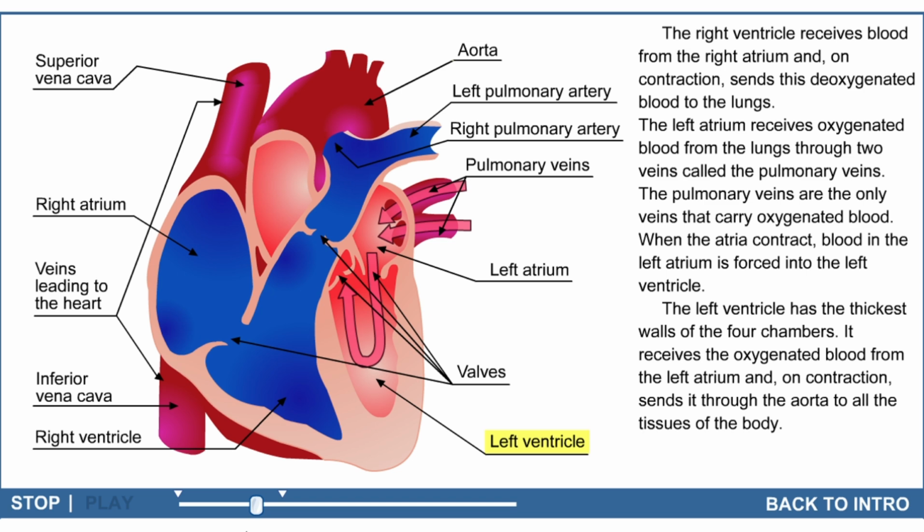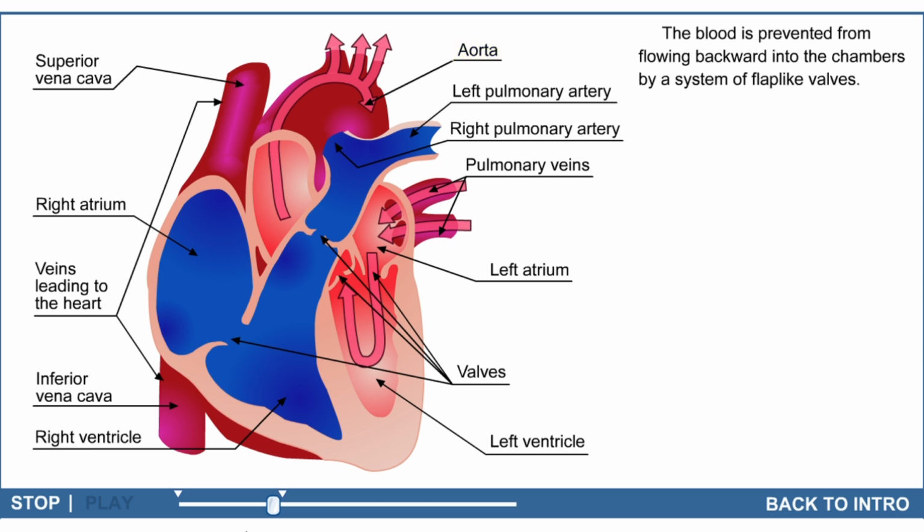The left ventricle has the thickest walls of the 4 chambers. It receives the oxygenated blood from the left atrium and, on contraction, sends it through the aorta to all the tissues of the body. The blood is prevented from flowing backward into the chambers by a system of flap-like valves.